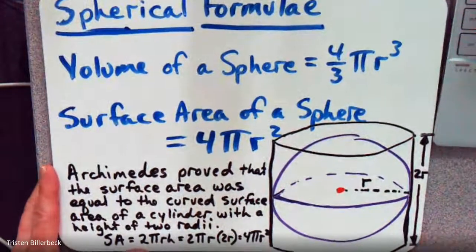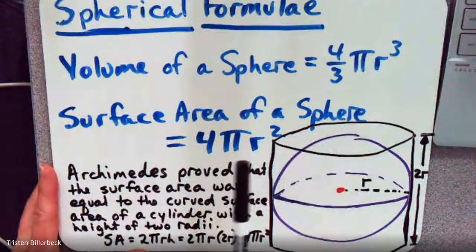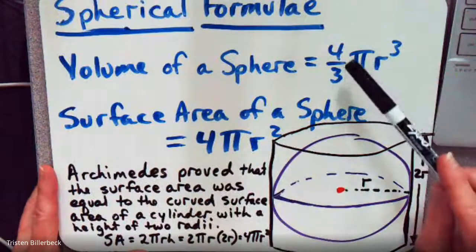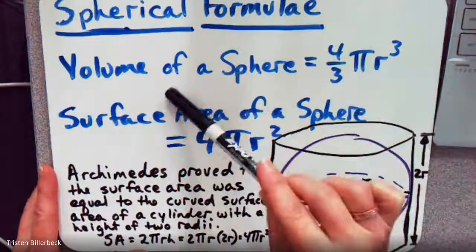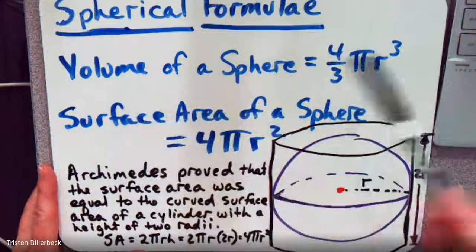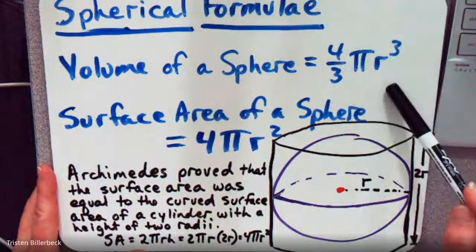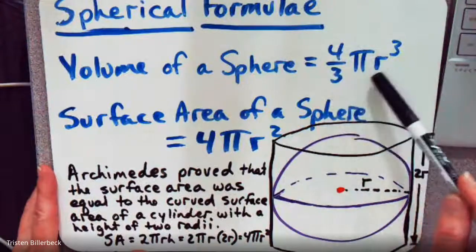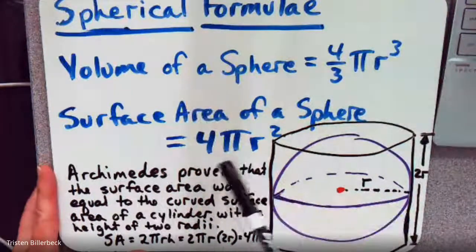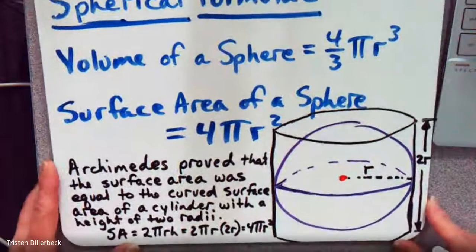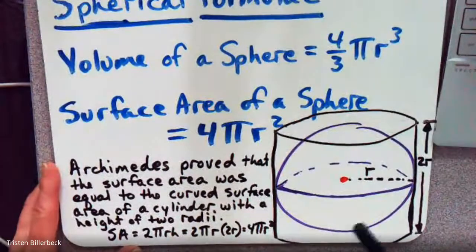Okay, so when we find the surface area of a sphere, it is 4 pi r squared, which is very different from 4/3 pi r cubed for the volume of a sphere. So remember, volume, three-dimensional units, so you should have a three-dimensional radius. So 4/3 pi r cubed is the volume, 4 pi r squared is the surface area, because area is square units. Now Archimedes proved that the surface area was equal to the curved surface of a cylinder.